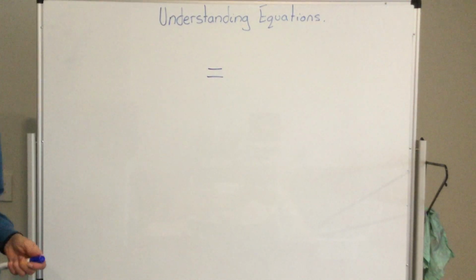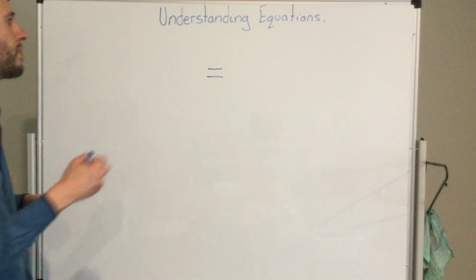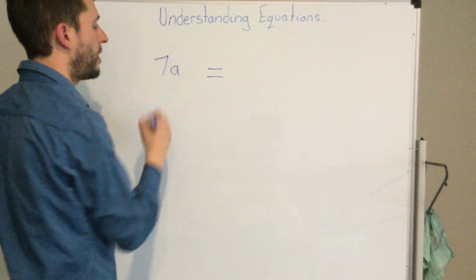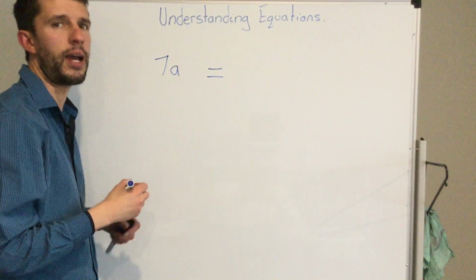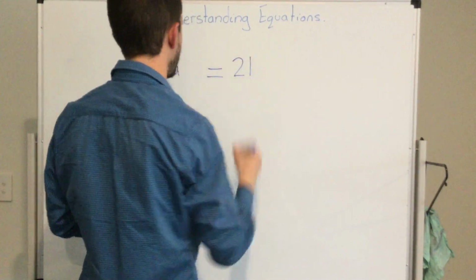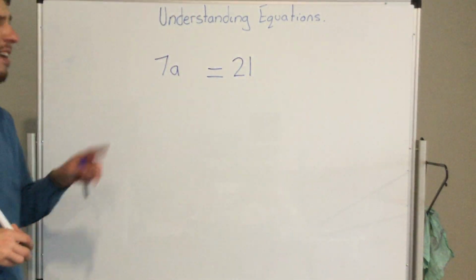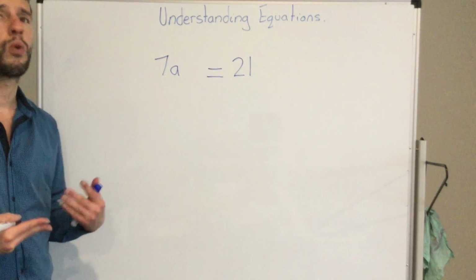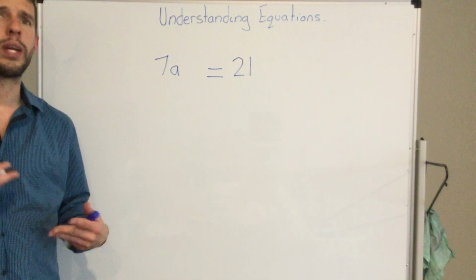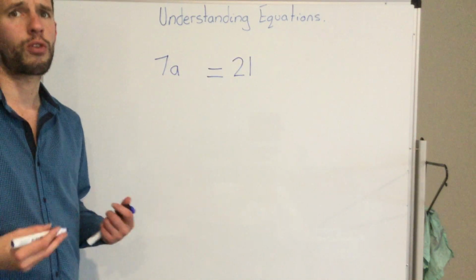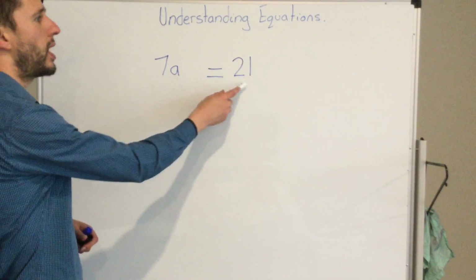Now I'm going to start off with something basic. 7a, or 7 times a, is 21. I've picked this because we should already know the answer to 7 times what equals 21, and that way we can work backwards. So I know a must be 3, because 7 times 3 equals 21.